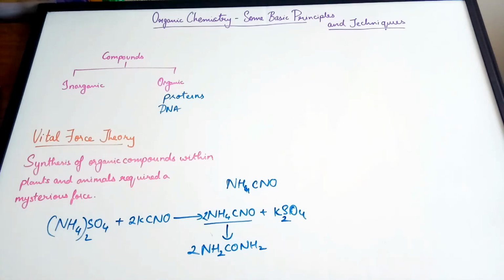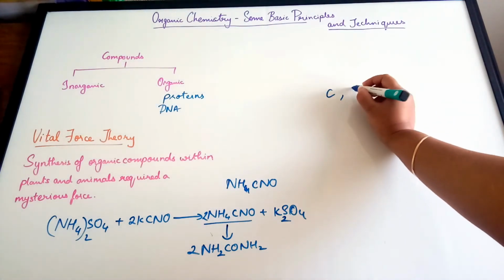Now, after this, various compounds were further synthesized, like Kolbe prepared acetic acid in the year 1845. Berthelot prepared methane in the year 1856. So organic chemistry is basically the chemistry of compounds of carbon. This was the definition which was given in the beginning, and then it was modified to the chemistry of the hydrocarbons and their derivatives. Hydrocarbons are molecules which consist of carbon as well as hydrogen.